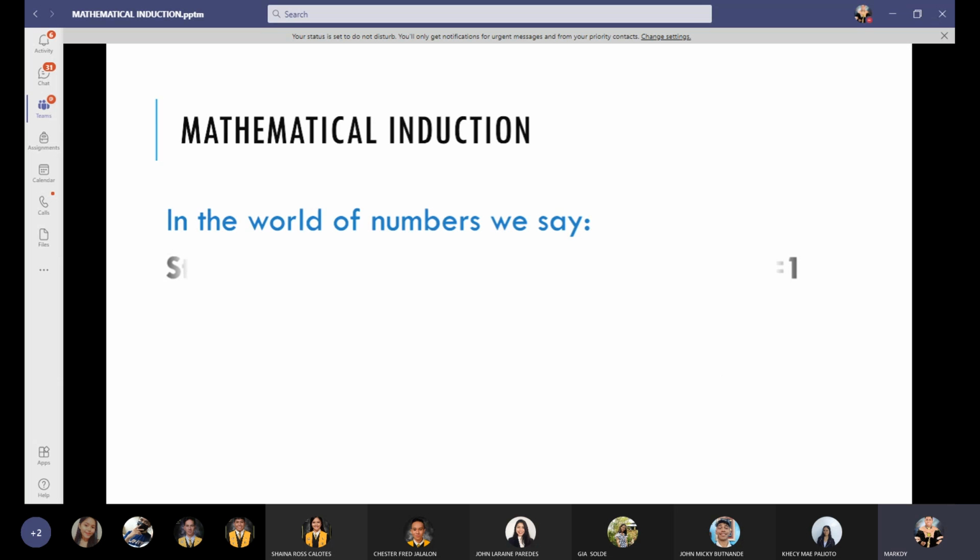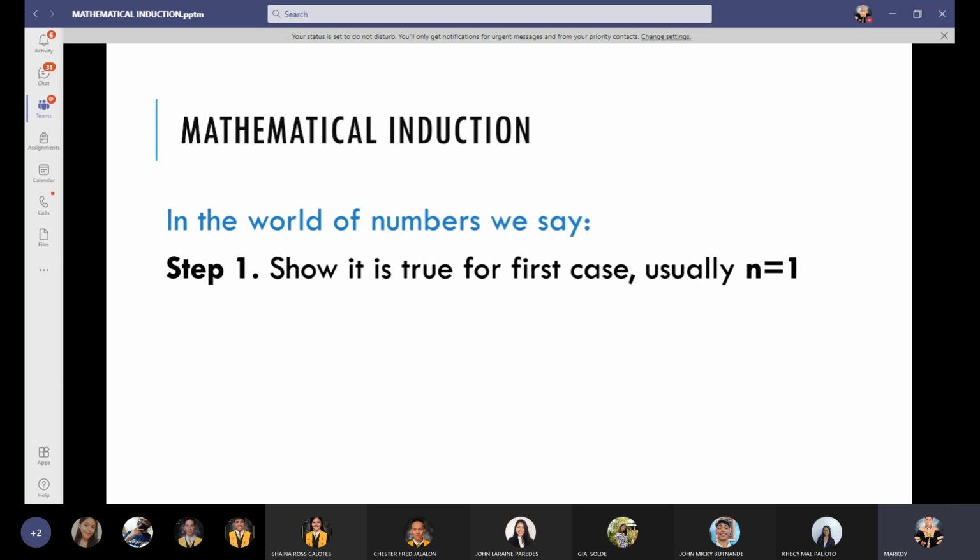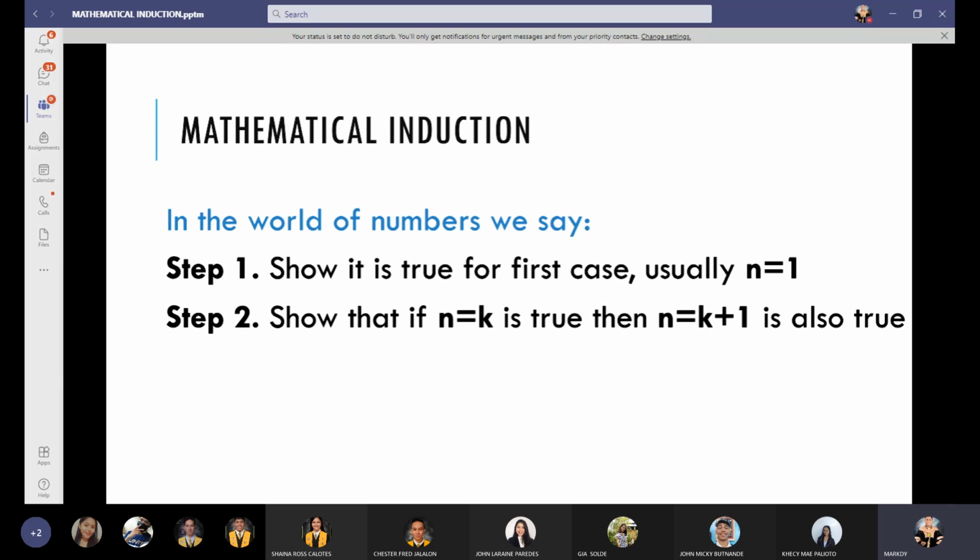In the world of numbers, we say that in step number one, show it is true for the first case, and that first case usually starts with number one. Say n is equal to 1. Okay? Then show that if n is equal to k is true, then n is equal to k plus 1 is also true.